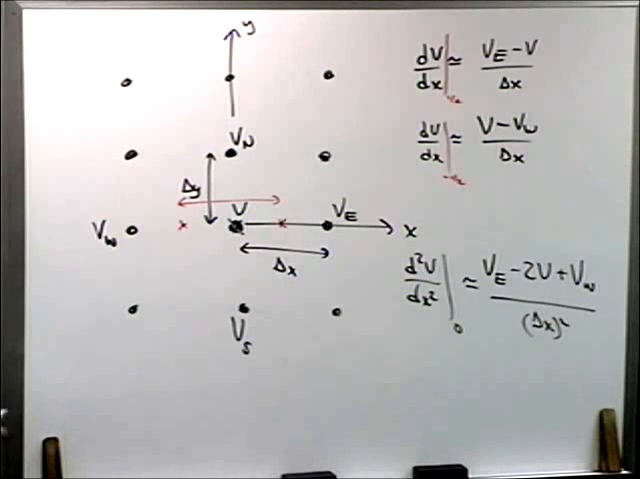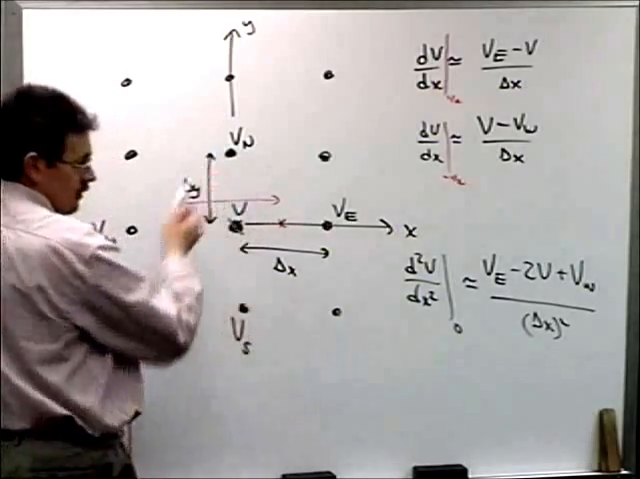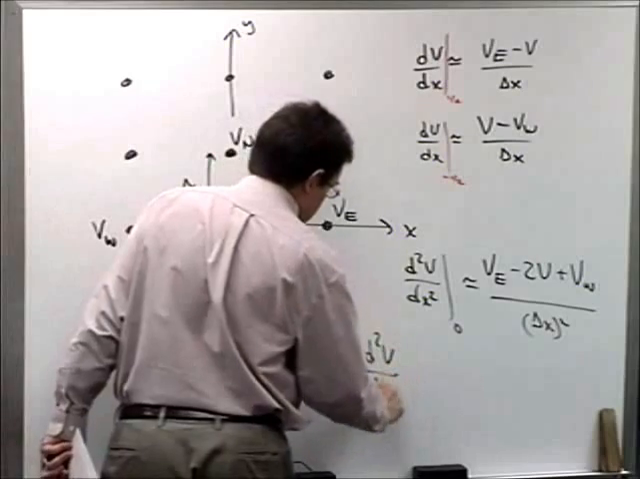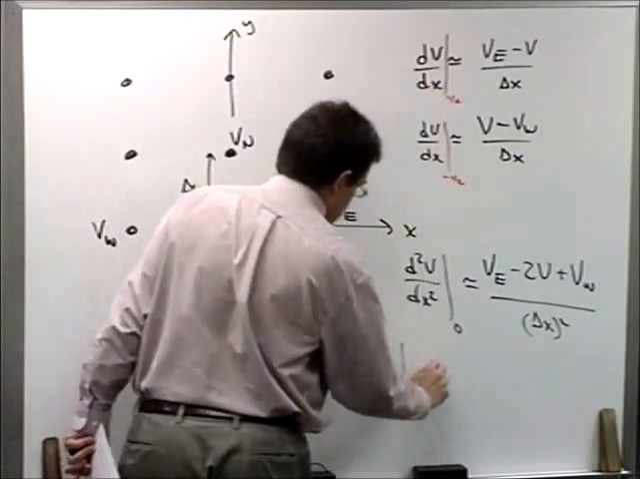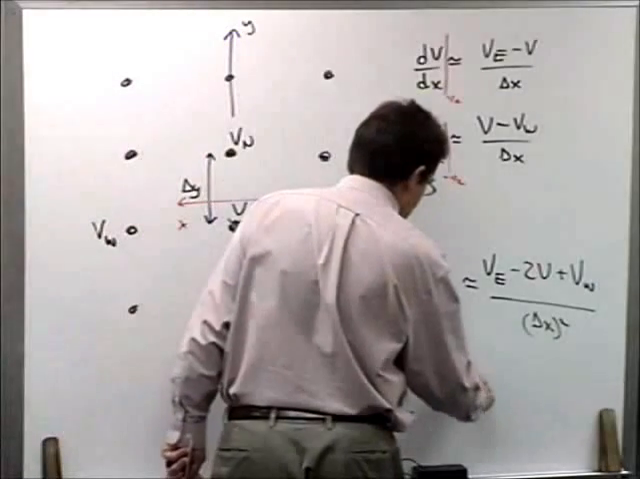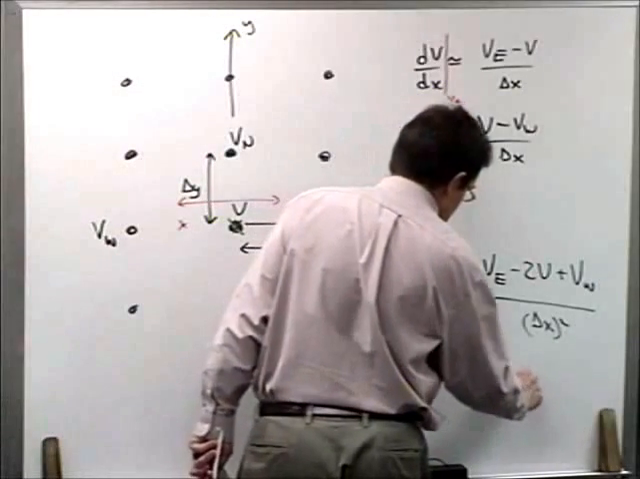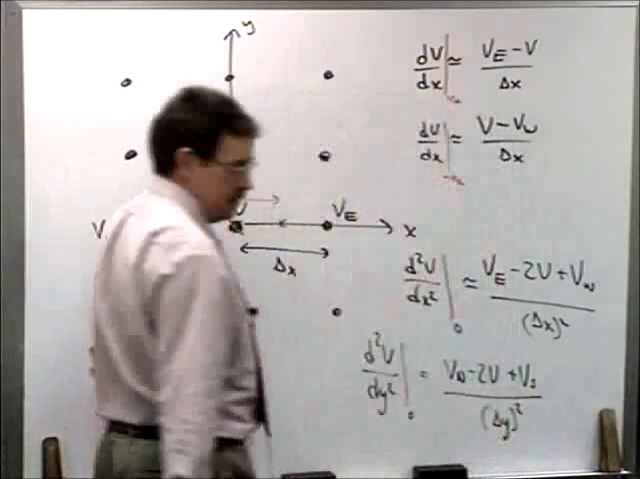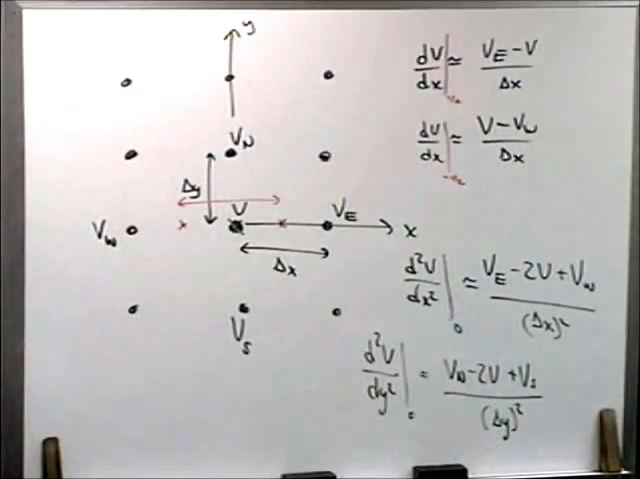And if we did the same thing running in the y direction, we'd get a second derivative of v with respect to y at this center point that would look like v north minus 2v center plus v south divided by delta y squared. Okay. So in general, we could work our finite differencing out using these equations.